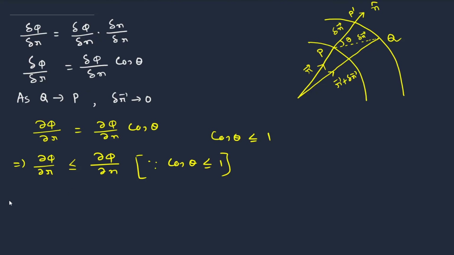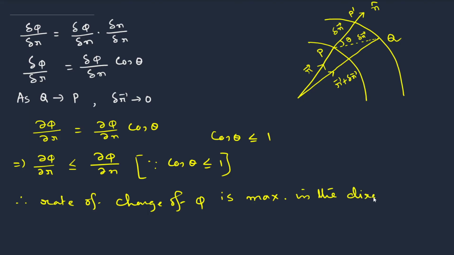Therefore, the rate of change of phi is maximum in the direction of the what? Normal. Okay, so this is a very important result. Now let us move a little bit further.